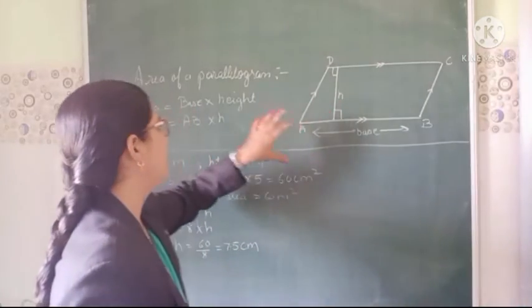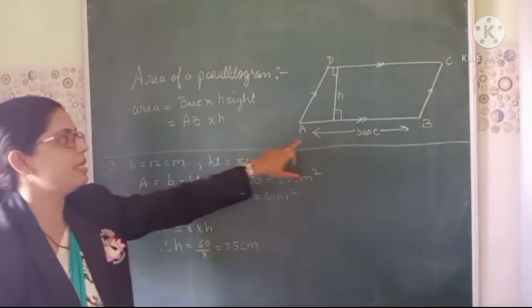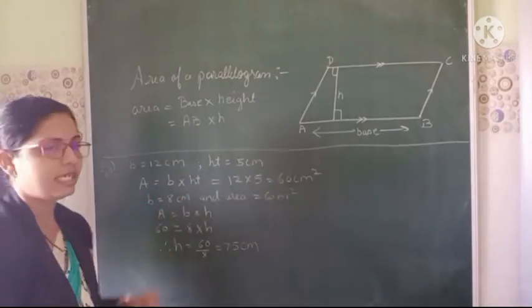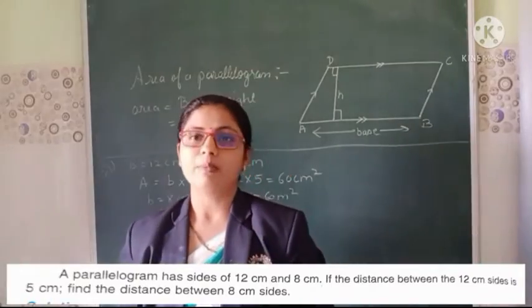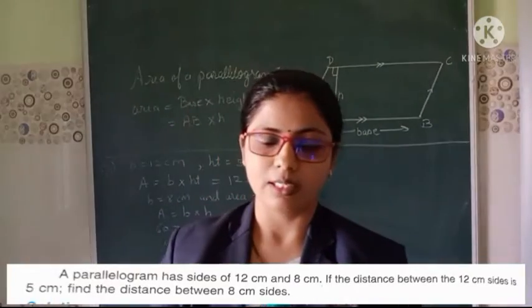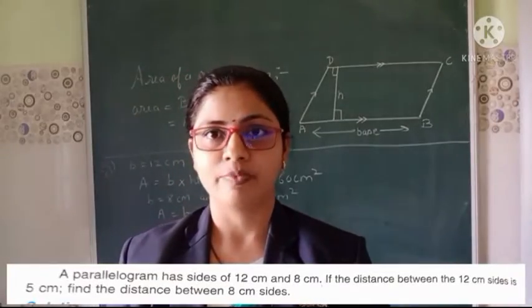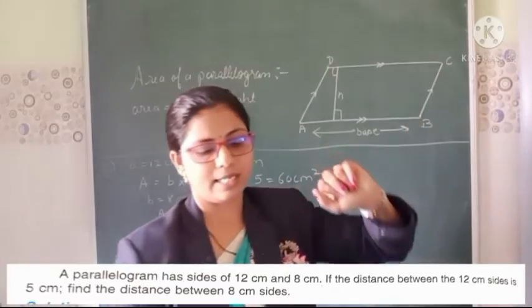So now, area of parallelogram is base into height. AB is the base, so AB into height. For that we have one example: a parallelogram has sides of 12 centimeter and 8 centimeter. Means 12 centimeter and 8 centimeter is there.